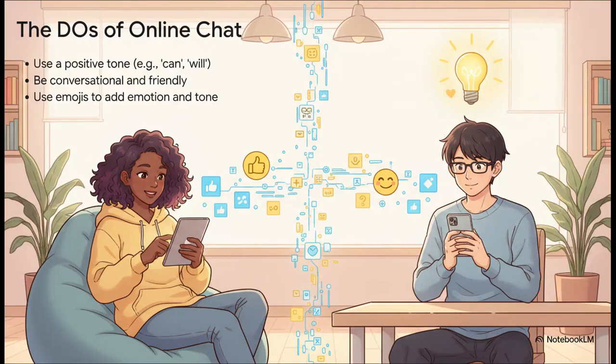So, what are the basic rules for being a good online communicator? It's pretty simple, actually. Use a positive tone, think words like can and will. Keep it conversational, not robotic. Toss in an emoji to add that layer of feeling. And here's the golden rule, the most important one. Always, always assume the best in other people. Give them the benefit of the doubt.